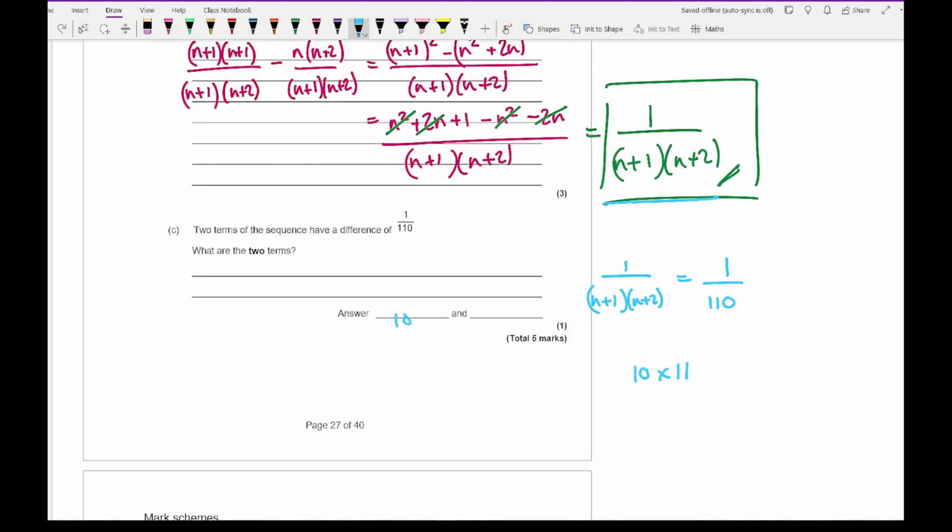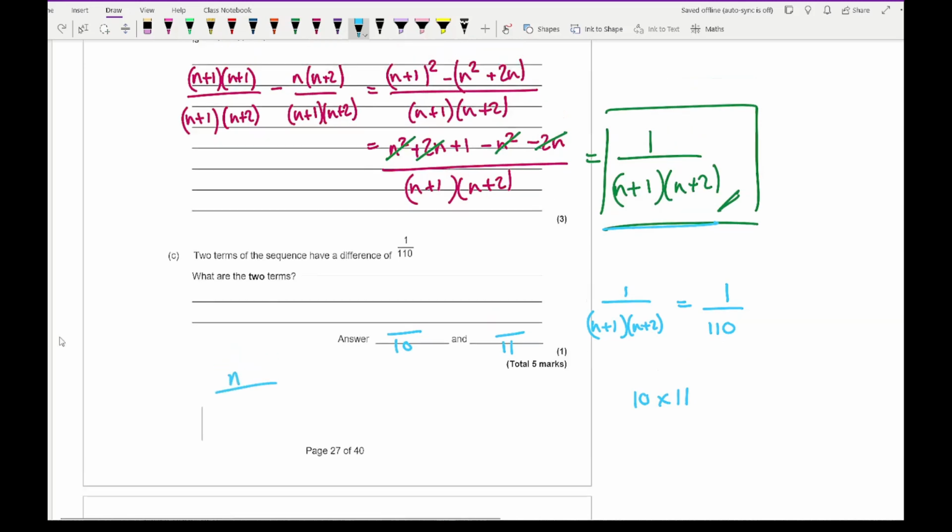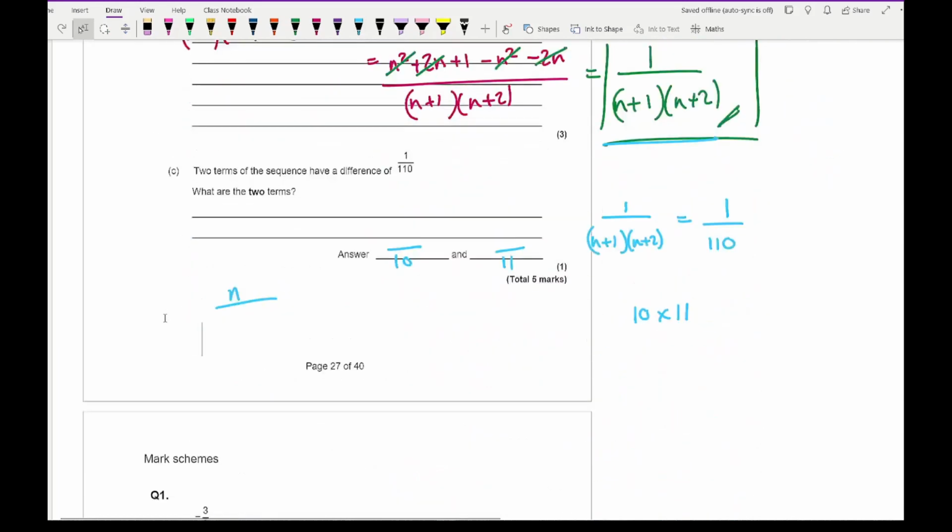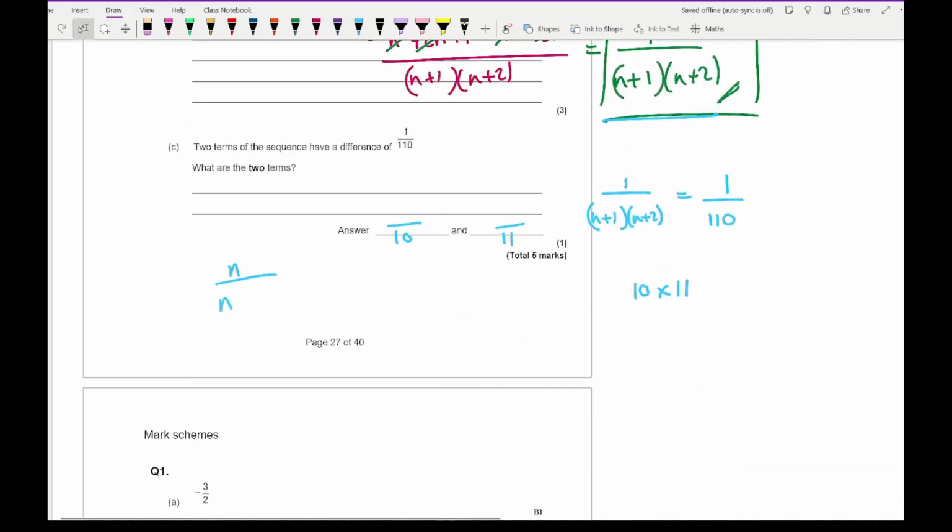So one fraction is going to be over 10, another one is going to be over 11, and then using the nth term formula, it's n over n plus 1. So if n plus 1 is 10, then n is going to be 10 minus 1, which is 9, and if n plus 1 is 11, take away 1 gives me 10. So there are your two terms.